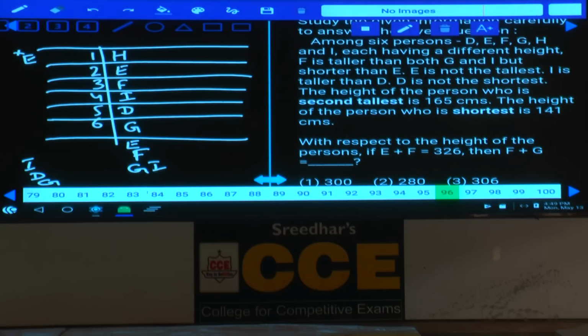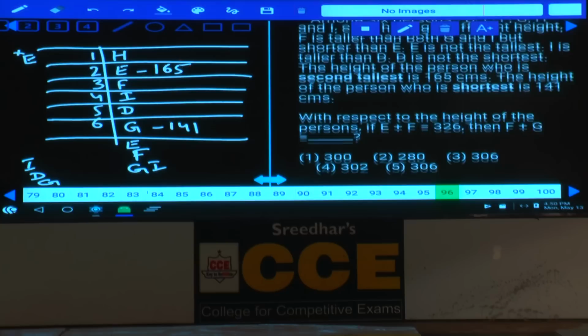Then condition number 1 here, I is taller than D, D is not the shortest. The height of the person who is second tallest is 165. Second tallest is E, and he is 165, and the height of the person who is the shortest is 141. Now, shortest, that is G, G is 141. Clear now?